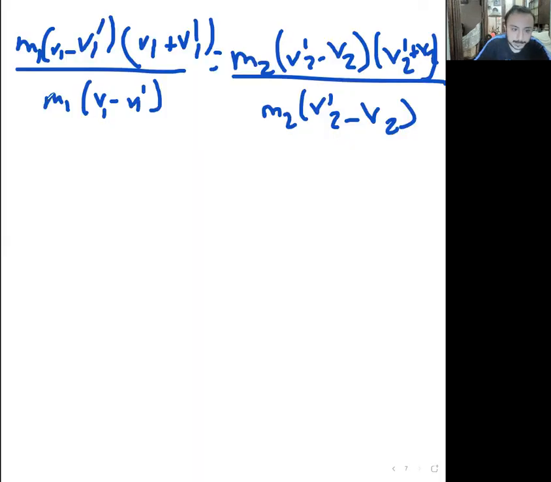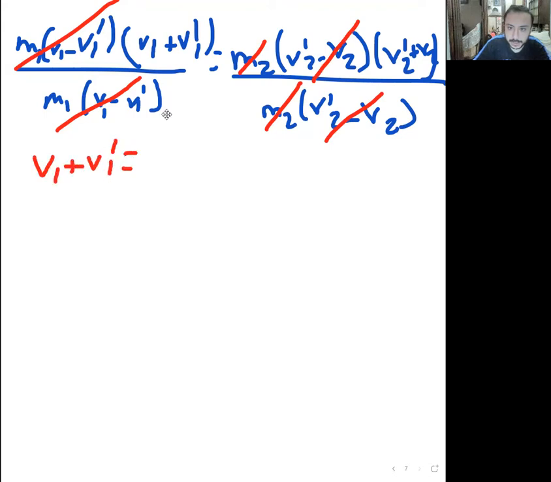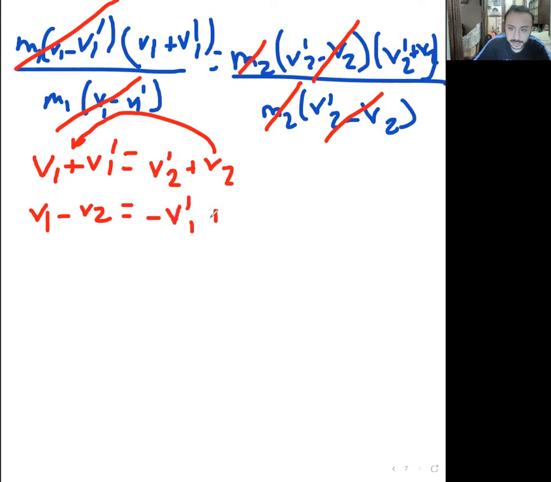And then what do you get? You simplify, this and this is gone, and this and this and this and this is gone. So you will have v1 plus v prime 1 equals v prime 2 plus v2, which means that I can write v1 minus v2, I got this here, equals minus v prime 1 plus v prime 2, okay?